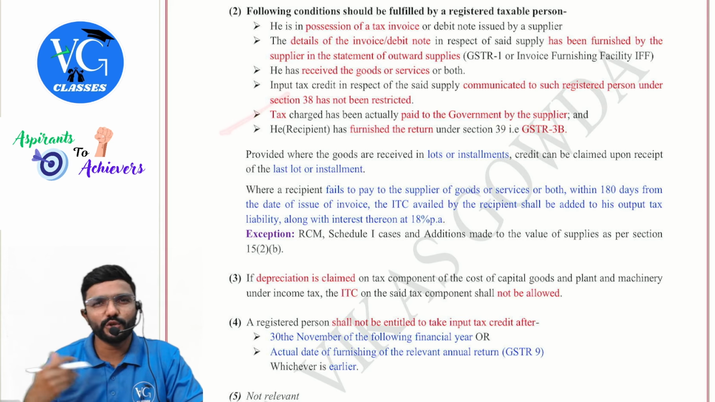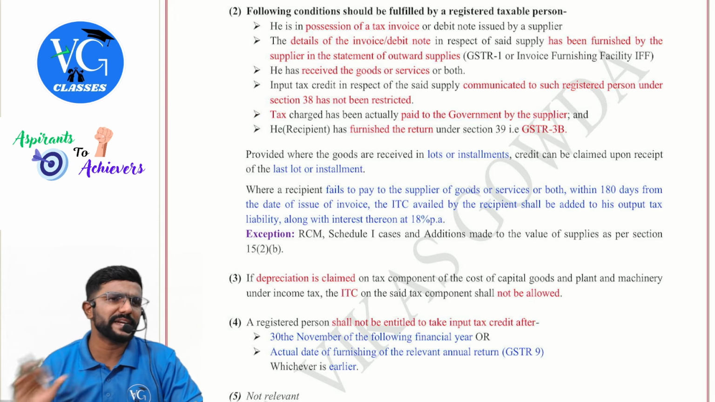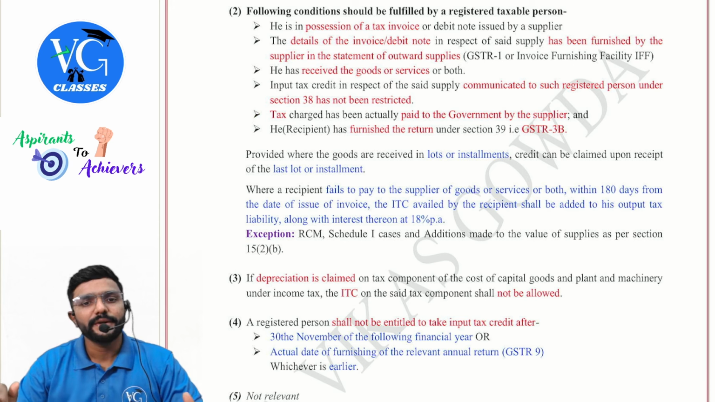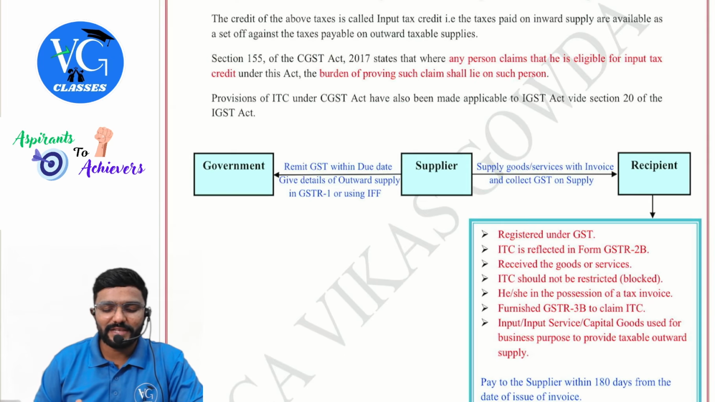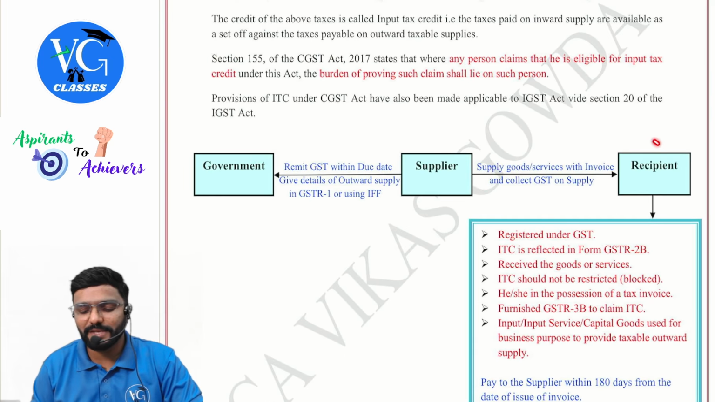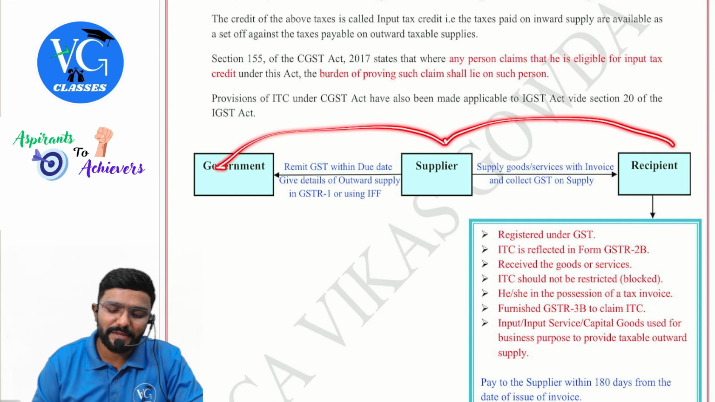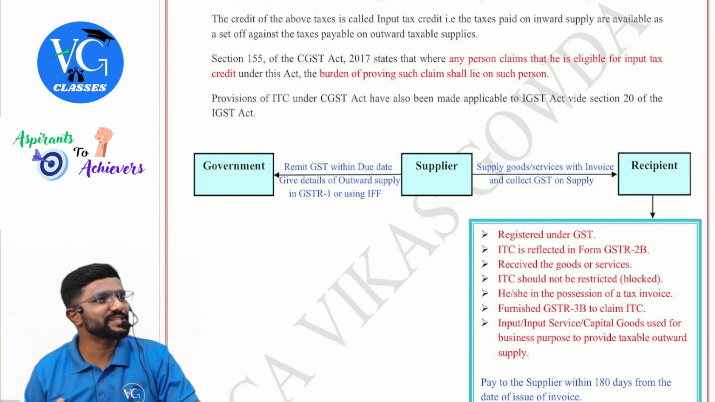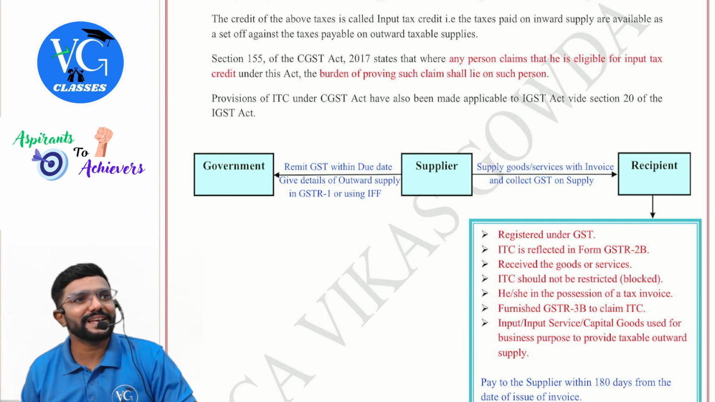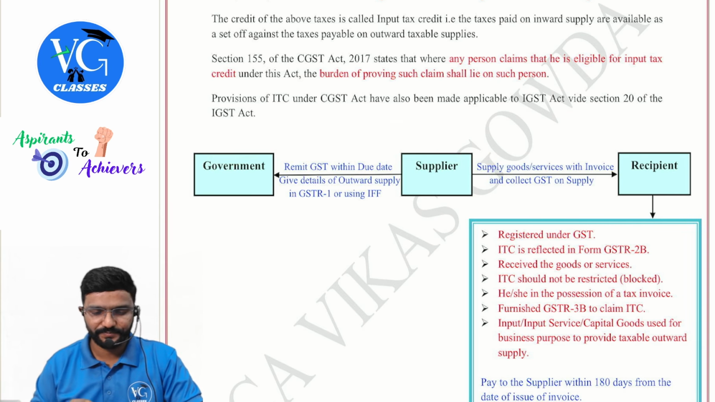Next, there is something called 2A also, but there is some minor difference between 2A and 2B. Both reflect the ITC, guys, for the recipient. Then, tax charged has been actually paid to the government by the supplier. Now the supplier has remitted the tax to the government. Whether the recipient has paid it or not, the supplier has given it. If he has collected from the recipient, yes, that amount he will remit. If the recipient has not yet paid, as in credit sales, but for the supplier the time of supply has already happened, what will he do? He will deposit out of his own pocket.